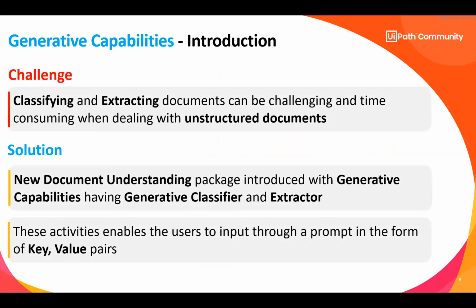Now, to avoid such challenges, UiPath has come up with a new package called Document Understanding. I would say UiPath.DocumentUnderstanding.Activities. Once we shift to Studio, I will show you that package. What does that package contain? Generative capabilities. Generative capabilities in the sense what? It contains generative classifier and extractor activities. So we are saying generative capabilities and then generative classifier and extractor. We are talking a lot of words, but what actually is it?